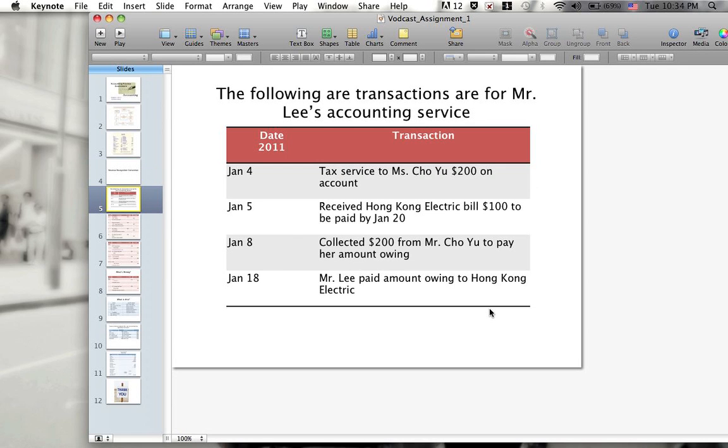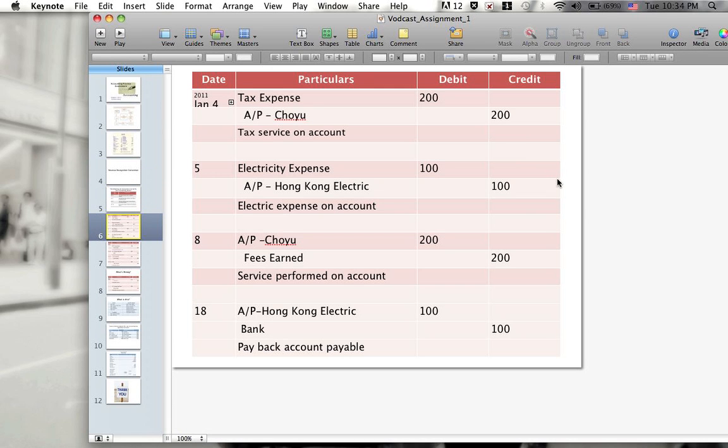The following table states the transactions for Mr. Lee's accounting service. I used a journal entry to record the accounting entries for all transactions. The transactions are recorded in the order of occurrence. First, I put the month, date, and year in the first column. For the first transaction, I debit tax expense 200 and credit accounts payable 200.